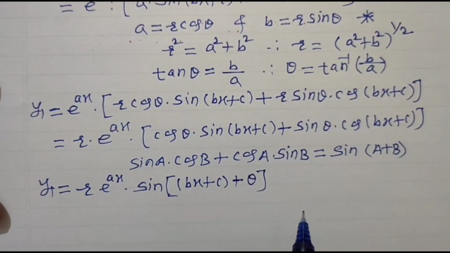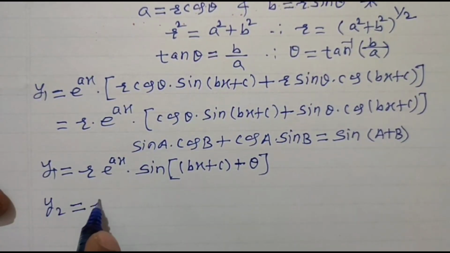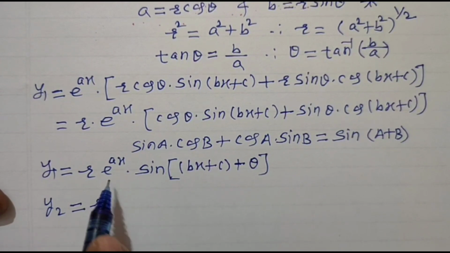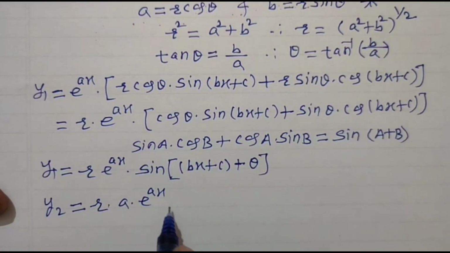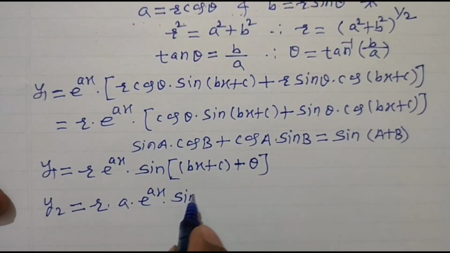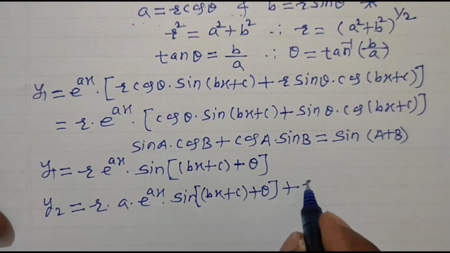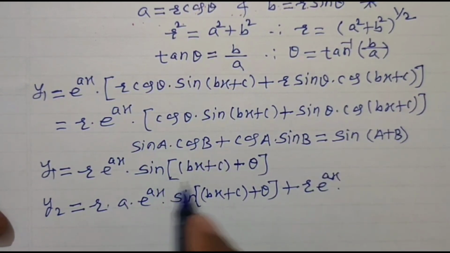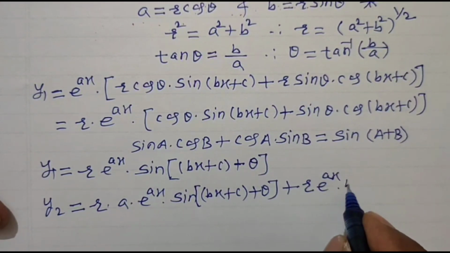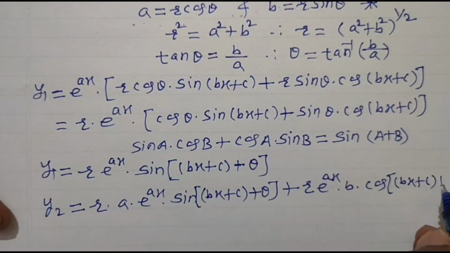Now this is y1. Let us differentiate this y1 with respect to x again. That gives y2. So y2 can be written as y2 is equal to r as it is. Again use u into v formula. a into e to the power ax, this is derivative of e to the power ax. Second function, that is sine function as it is, sine of bx plus c plus theta, plus r into, now this function as it is e to the power ax, first function as it is, derivative of second, that will be b into cos of bx plus c plus theta.